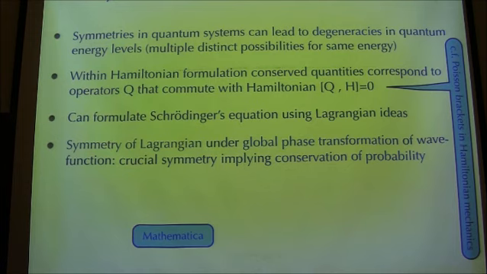So we talked about the probabilistic interpretation of quantum mechanics. Well, that's only going to make sense if probability is in some sense conserved. And it turns out that this conservation of probability is fundamentally connected to the symmetry of phase invariance.